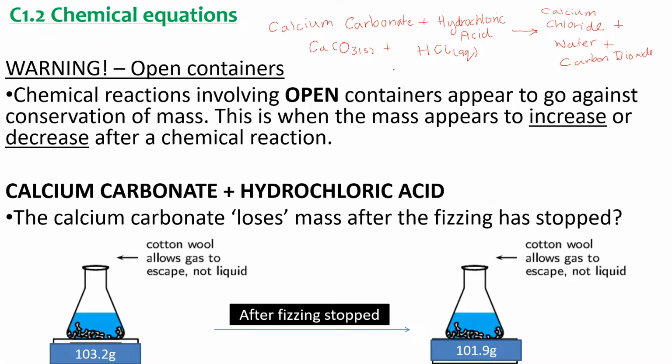So I'm going to write something underneath here. Calcium chloride is CaCl2, aqueous, it's actually still dissolved. Plus water, that's a liquid. So we've got an unusual one, L for liquid. Plus carbon dioxide, gas. So why has the mass gone down?